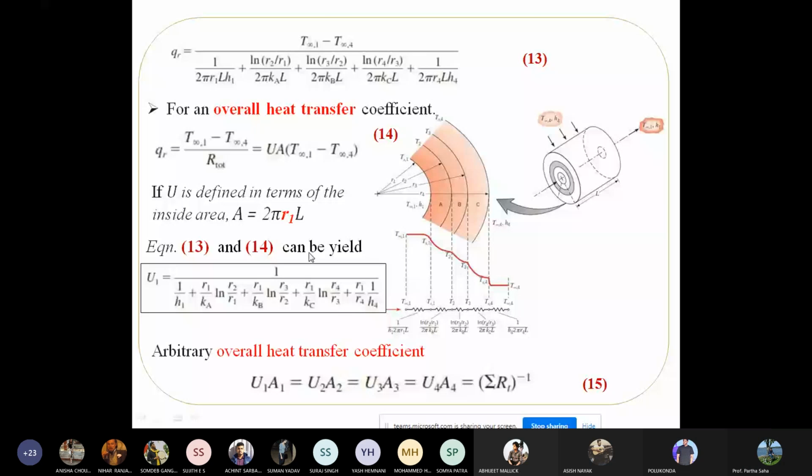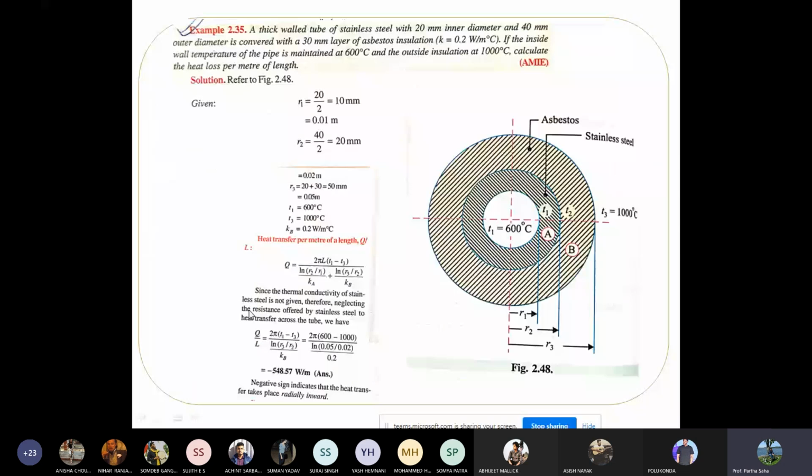So let us look at a solved example to understand the problem in a better way. Here you can see a thick walled tube of stainless steel with 20 millimeter inner diameter and 40 millimeter outer diameter, covered with a 30 millimeter layer of asbestos insulation. So there are three layers. The asbestos insulation has a thermal conductivity of 0.2 watt per meter C. Now, if the inside wall temperature of the pipe is maintained at 600 C and the outside insulation is at 100 C, calculate the heat loss per meter of length.